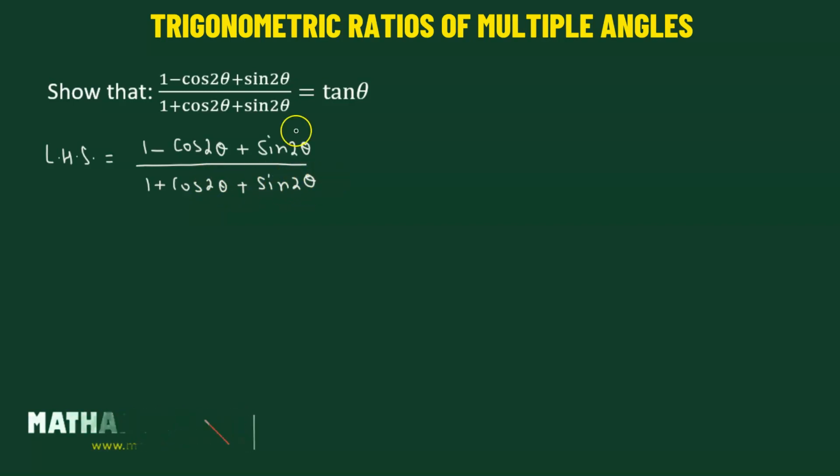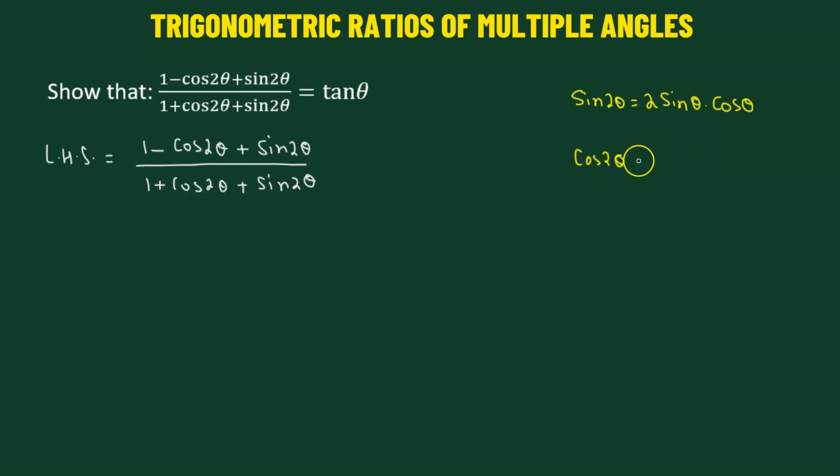Now here we have a standard formula for sine 2 theta and cosine 2 theta. Sine 2 theta is equivalent to 2 times the product of sine theta times cosine theta. And cosine 2 theta has got two forms. One of the forms is 1 minus 2 times sine squared theta, which means that we can rewrite this expression as 1 minus cosine 2 theta equals 2 times sine squared theta.